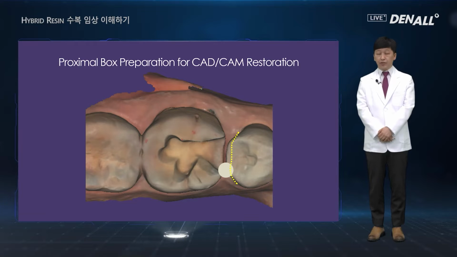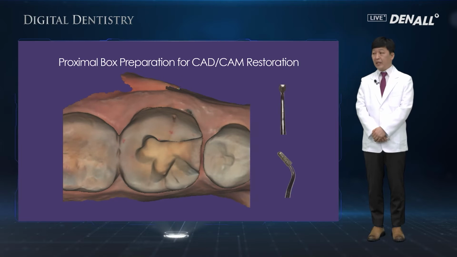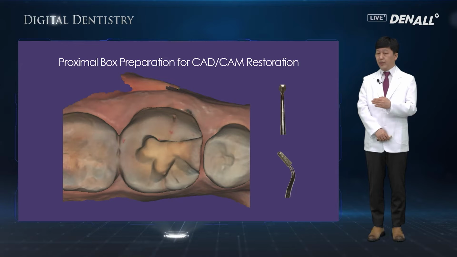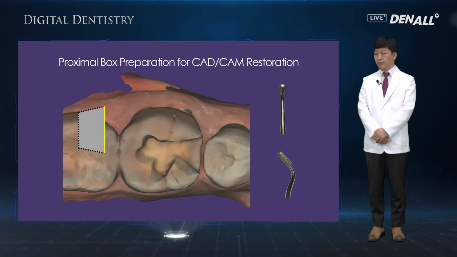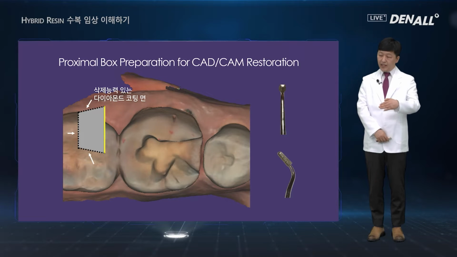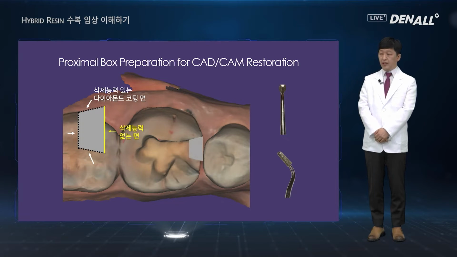And therefore, if you're going to make proximal box, you need to use ultrasonic tools additionally to do so. This is very important. This tool in the area for cutting, it has diamond coating. In the area which is in contact with adjacent teeth, it does not cut, and therefore adjacent teeth is safe.